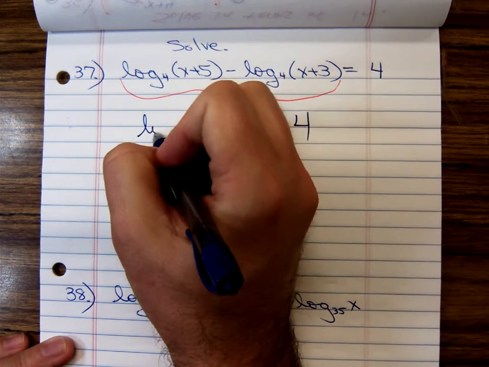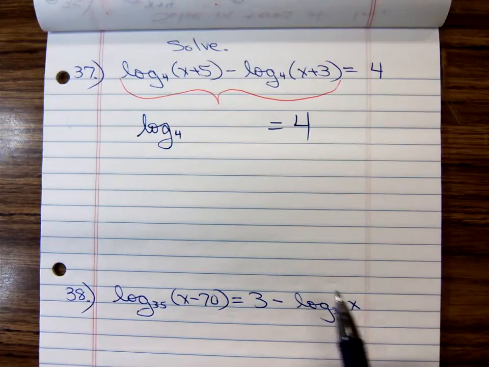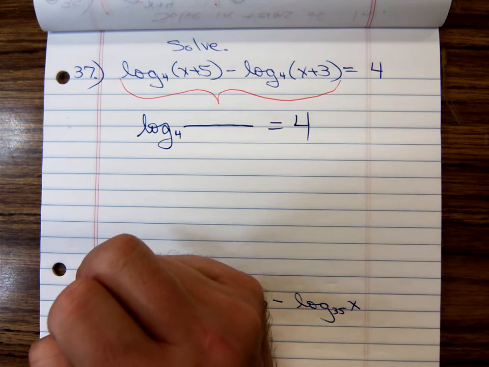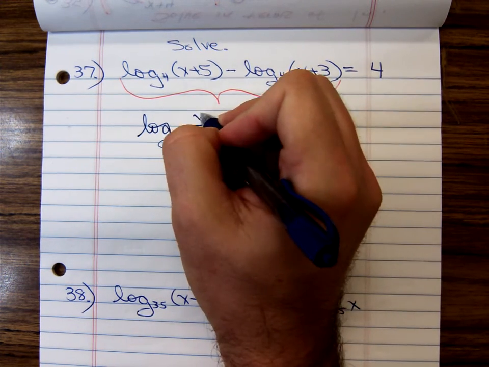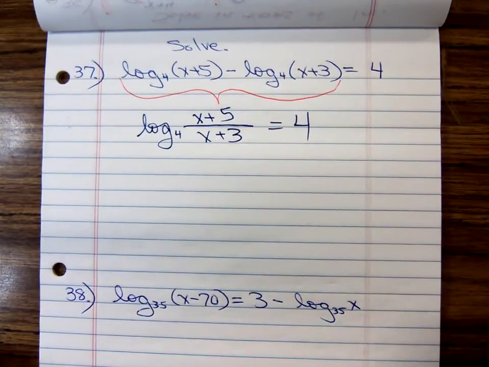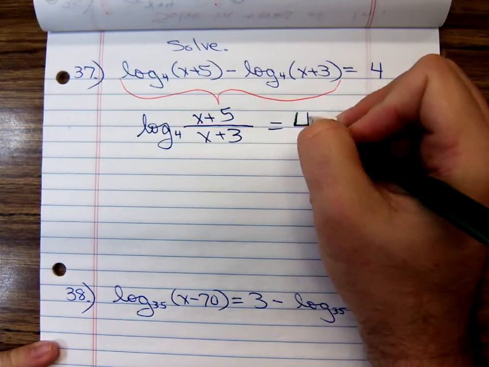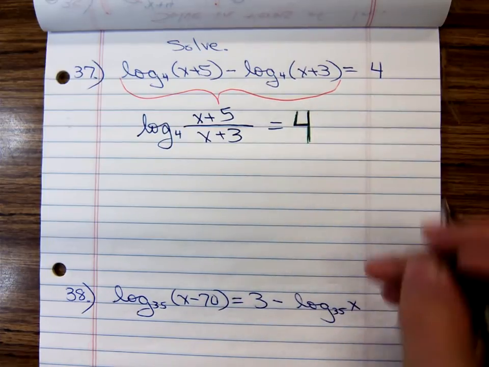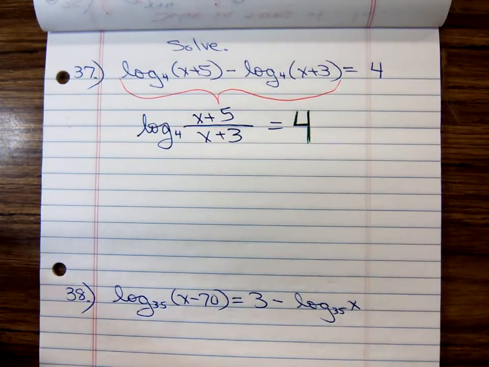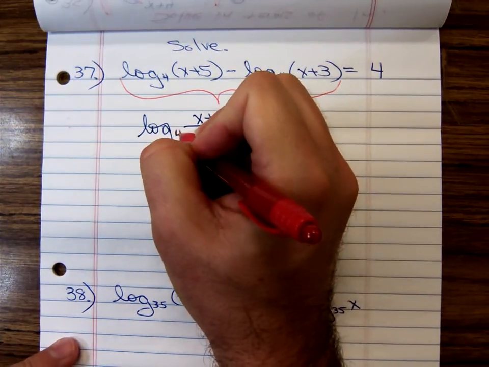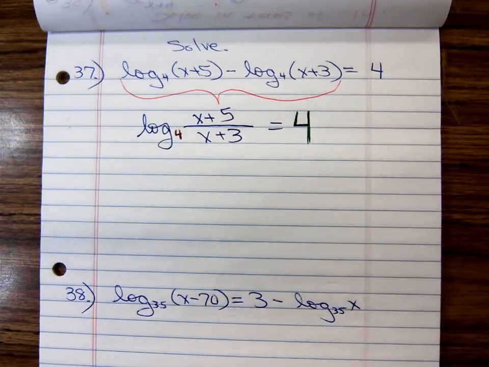We're going to have to condense our logarithms, and I agree. We're going to have a fraction here because of the minus sign there. Okay, so it's an x plus 5 over an x plus 3. Give me a moment here. We're going to cancel out that log base 4 using the inverse of log base 4.